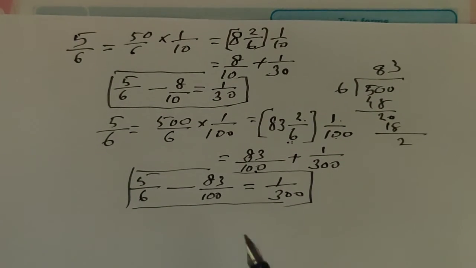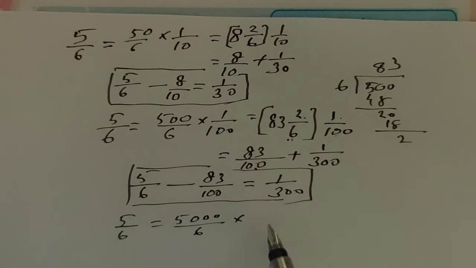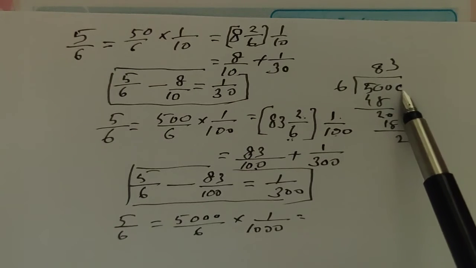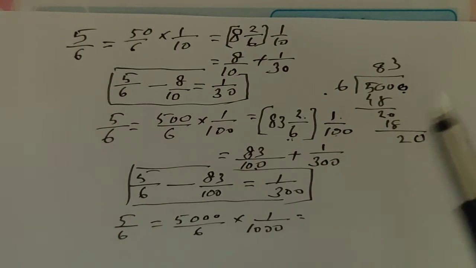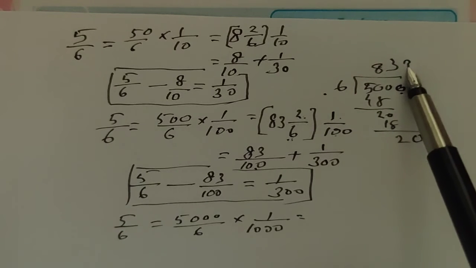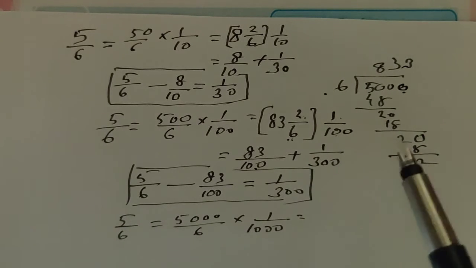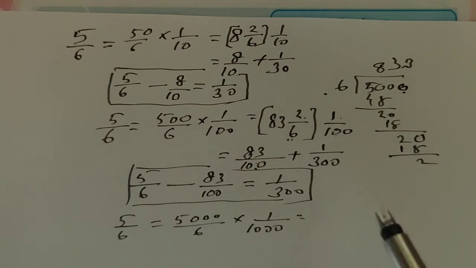Then one more step you can do. What is that? Again 5 by 6 is equal to 5000 by 6 into 1 by 1000. That is, what is 5000 by 6? You can again continue this. 5000 here, and 5000 by 6 is here. Again 0, and you can put again 3 here. That is, you get 18 and the remainder is 2. Therefore, you get 833 2 by 6.